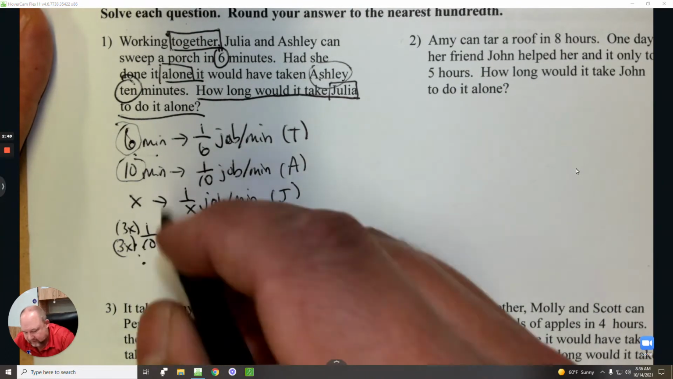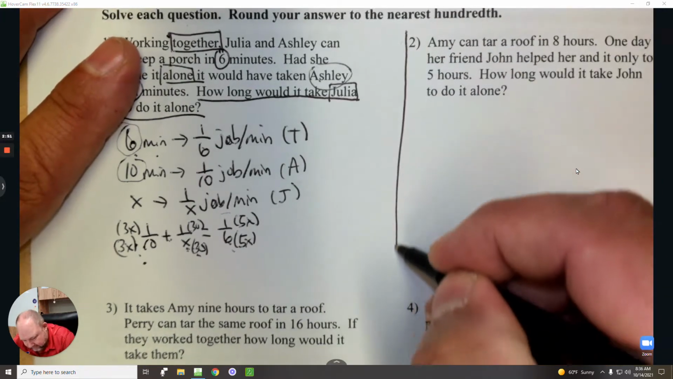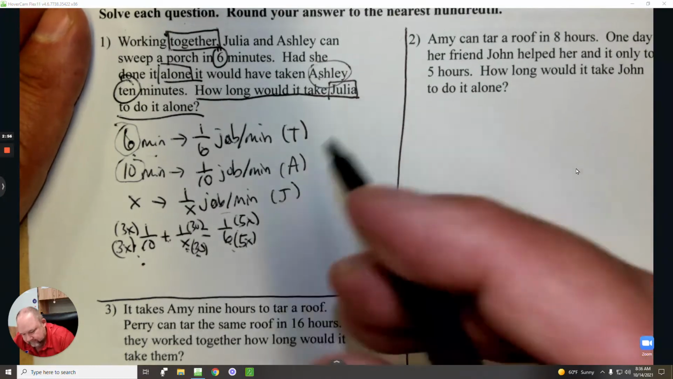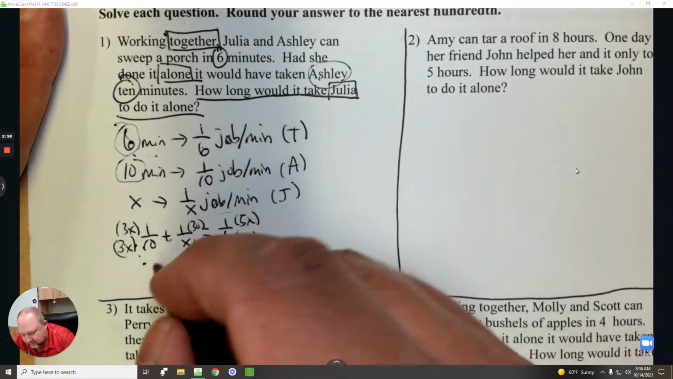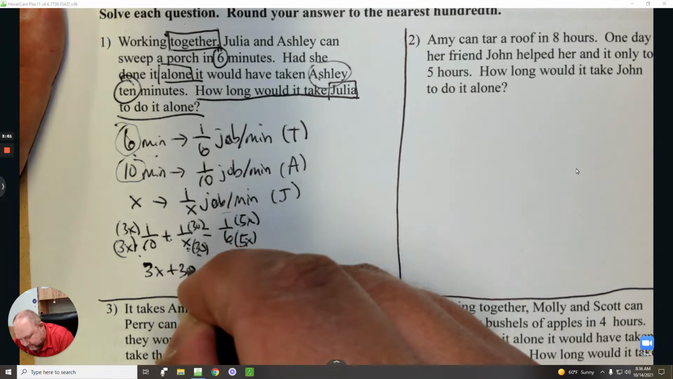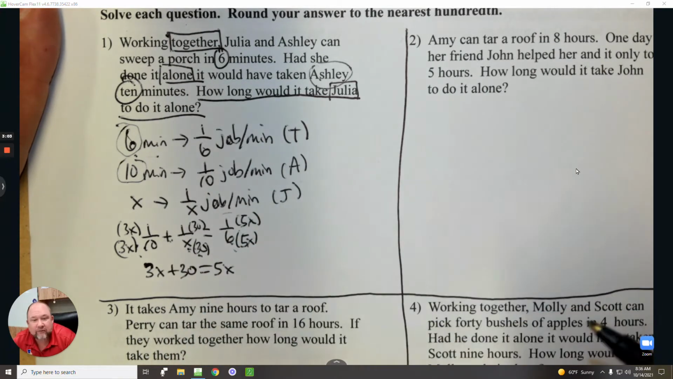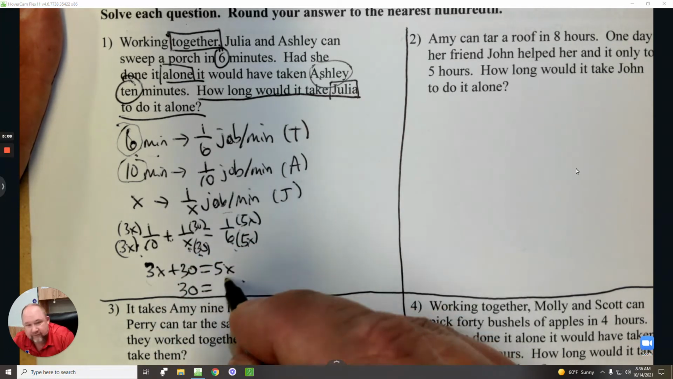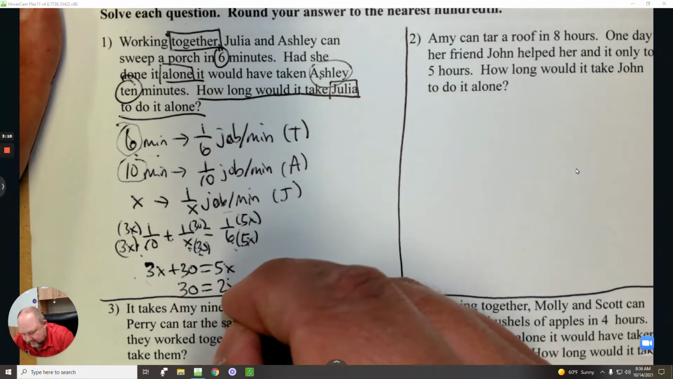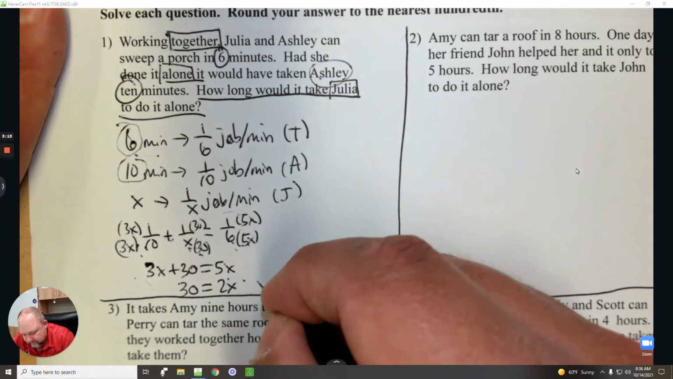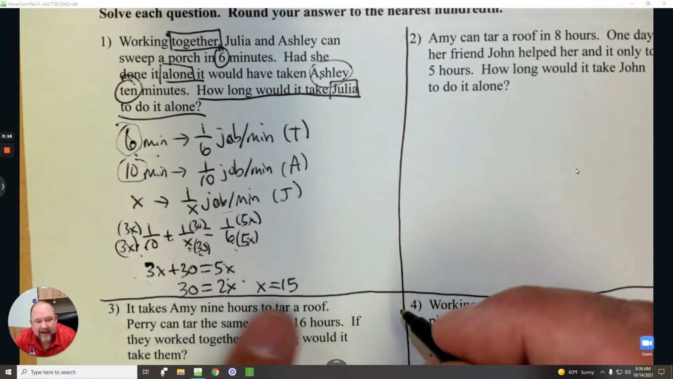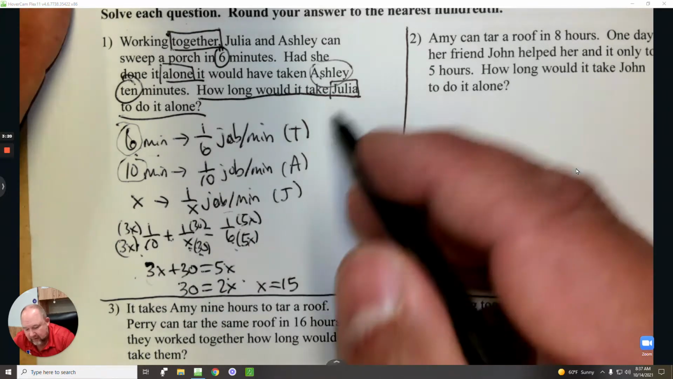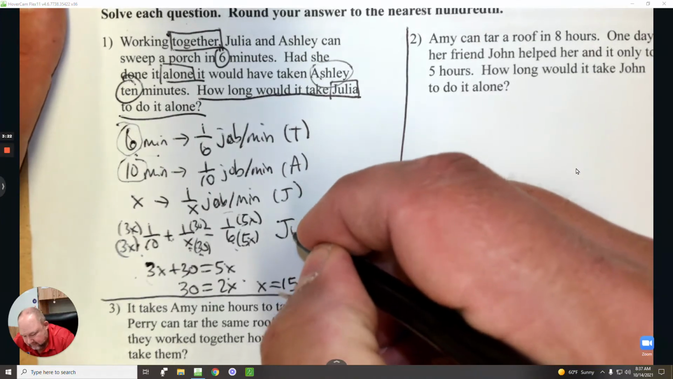So just the numerators. I have 3x plus 30 is equal to 5x. That's what I'm going to solve. I'm going to subtract 3x to the other side. So 5 subtract 3, and then I'm going to divide by 2. So x again is how many minutes it would take Julia to do the job working alone. So how long would it take Julia to do the job working alone?